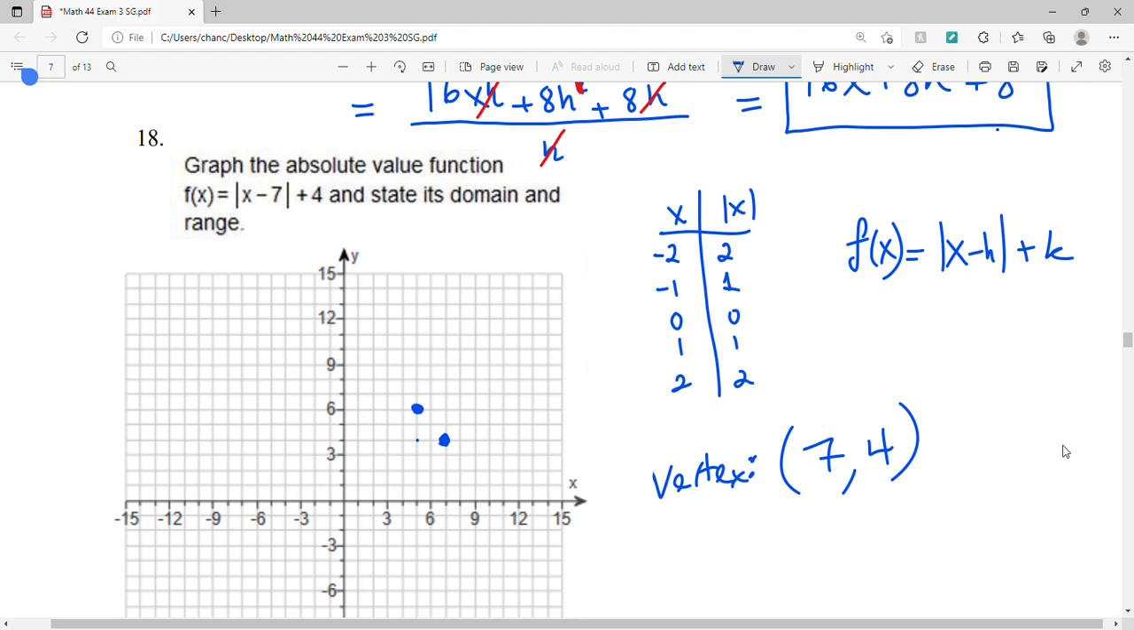We go right. We go left 1, up 1. 0, 0 represents the vertex. Again, restart at the vertex. Right 1, up 1. And right 2, up 2. So this gives us the general shape of our absolute value graph.